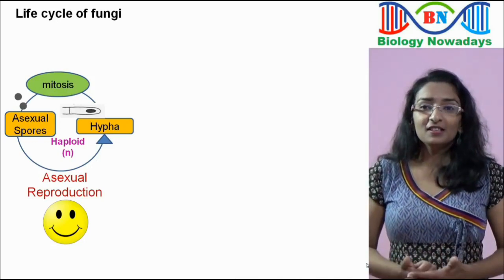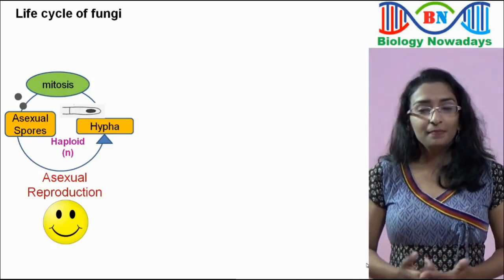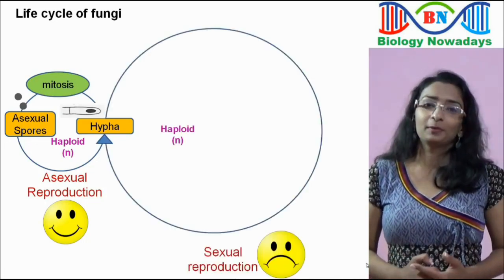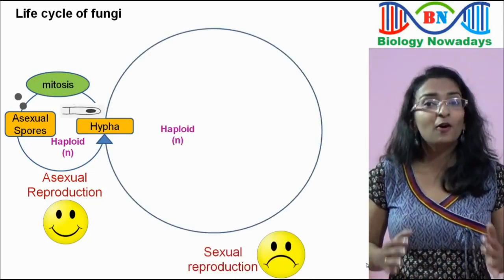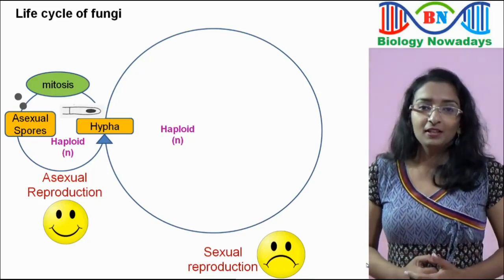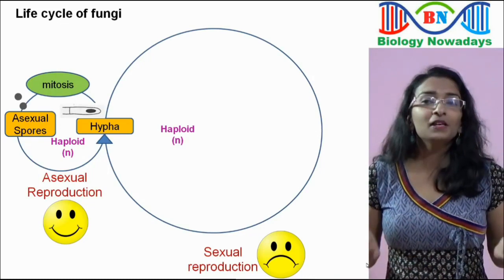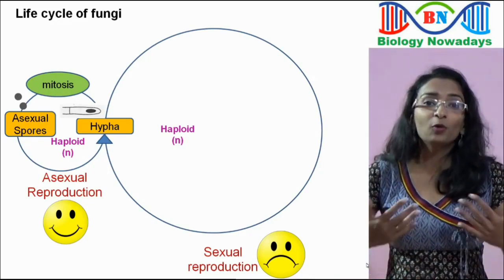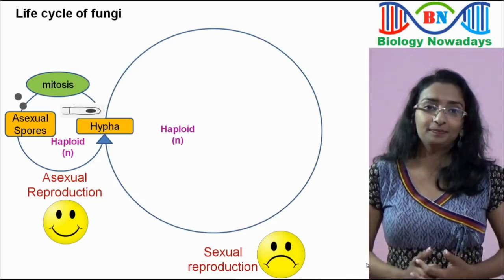So, when the conditions are unfavorable for fungal growth, meaning when it is dry, then the fungi will go for sexual reproduction. Here, the offsprings are genetically different from their parents. So, some of them may be better adapted to those unfavorable conditions and can grow better than their parents.